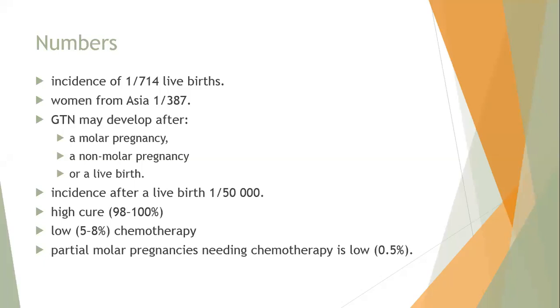Gestational trophoblastic neoplasia, as I said before, can develop over anything. It can develop after molar pregnancy, non-molar pregnancy, or even after live birth. Non-molar pregnancy, like it can develop after abortion, after miscarriage, after anything. The incidence after live birth is 1 in 50,000, so it is very rare. After live birth, we have this one.